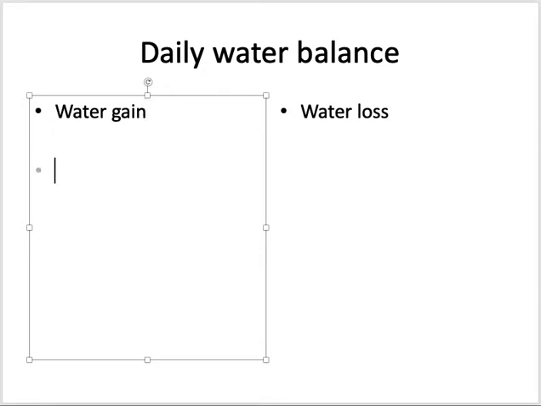Now, on average, we take, for example, 6 to 8 glasses of water, which makes about 1,500 milliliters, right? We drink, so you can say this is the oral intake. We drink water.